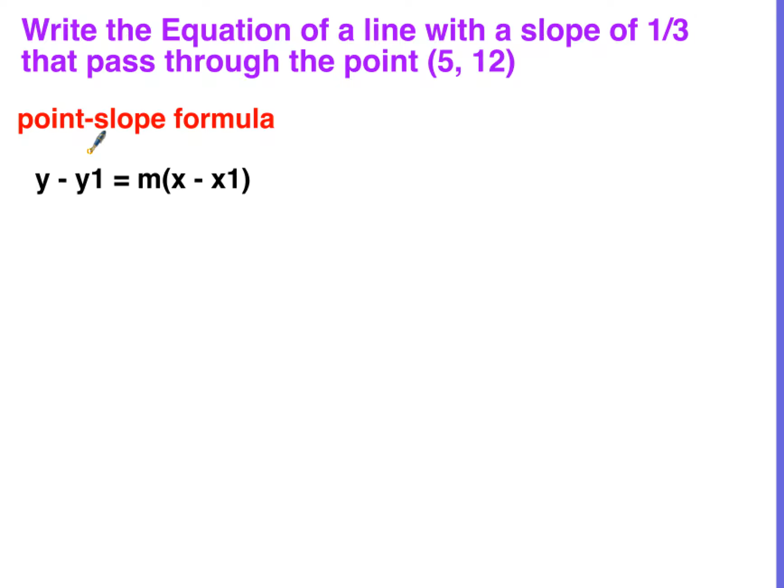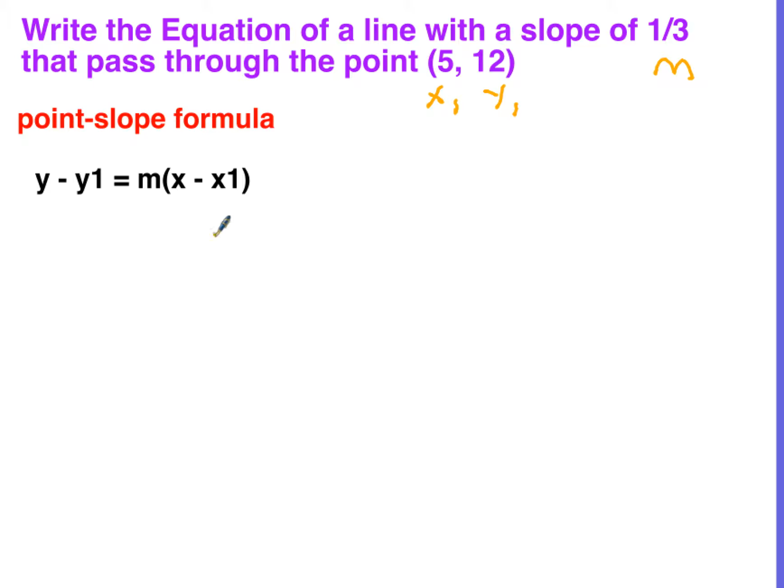Okay, if you want to try this one out on your own, try it. Pause the video, and then you can check your answer afterwards. So I have a slope of 1/3. Here's my m. Here's my x1, y1 because it goes through this point. I'm going to use point-slope formula. I can't use slope-intercept form because I don't have my y-intercept, so we like point-slope formula.